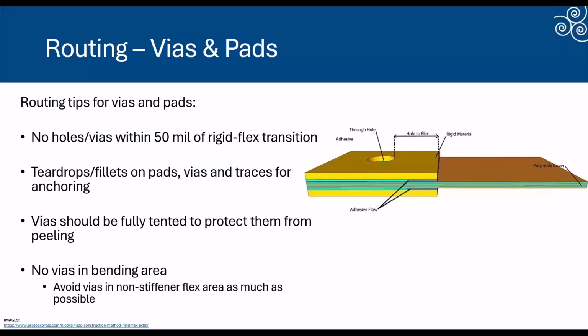And again, the bending area, try not to put anything there except for straight across traces. You don't want any vias in that area if possible, because it will just be more likely for them to break in those areas.